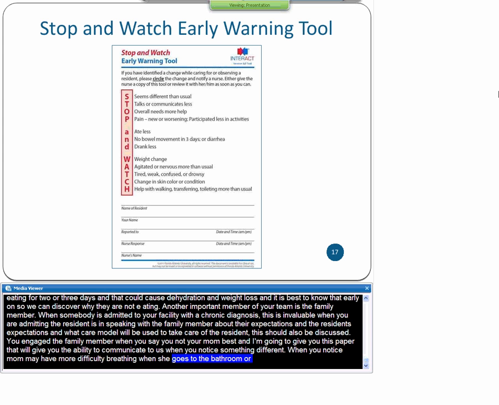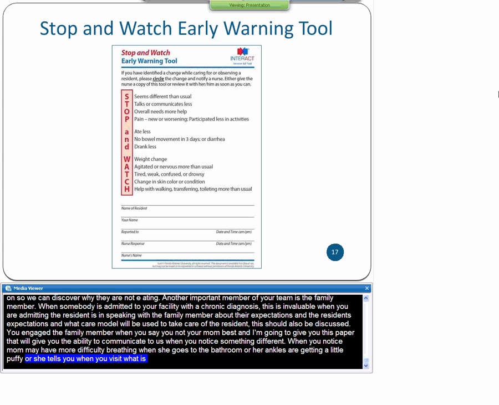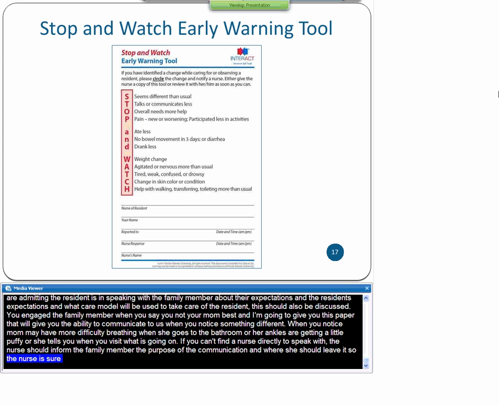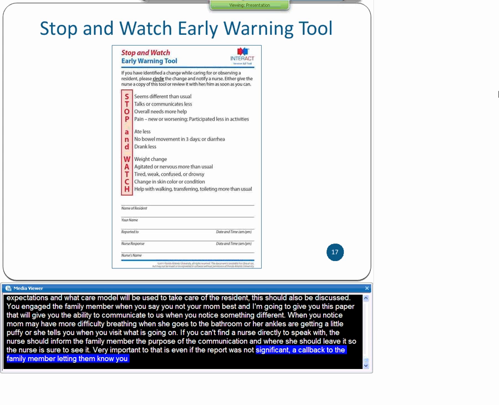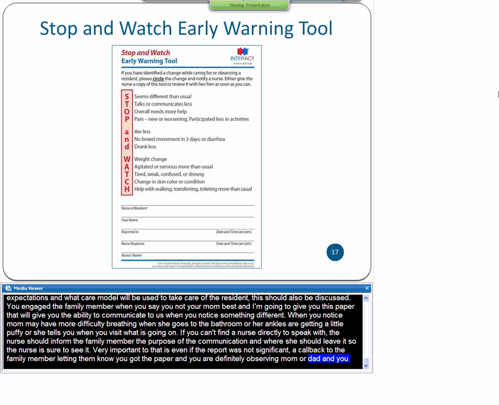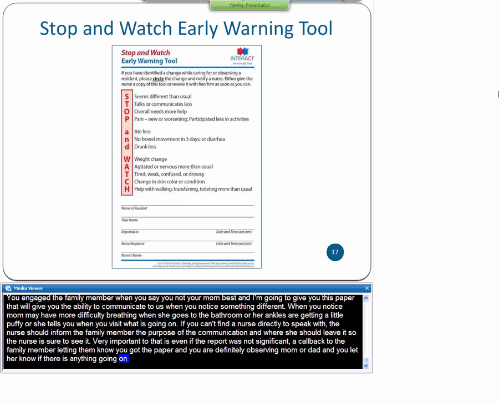And if you can't find a nurse directly to speak with, the nurse should inform the family member of the purpose of the communication, and where she should leave it so that the nurse is sure to see it. And a very important part of that is even if the report was not significant, a call back to that family member to let them know you got the paper and you are definitely watching, observing mom or dad, and you'll let her know if there's anything going on or if there's any care interventions needed. This builds trust with the family, and I can't say this enough.